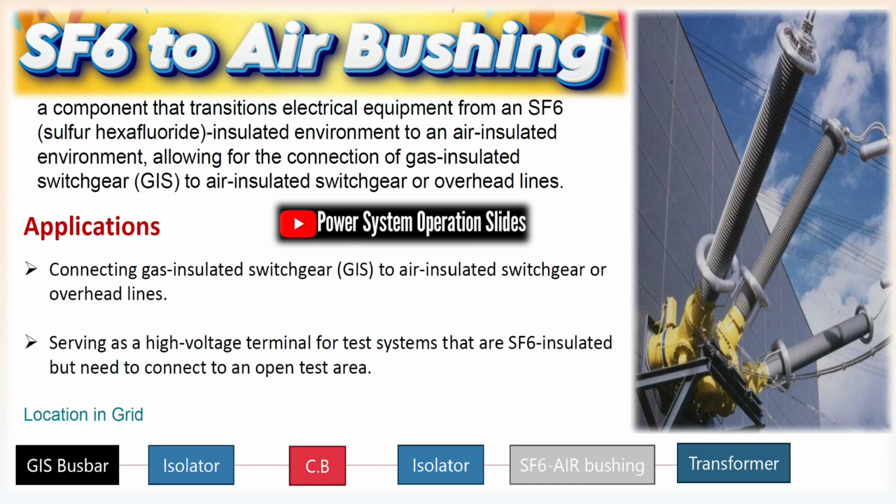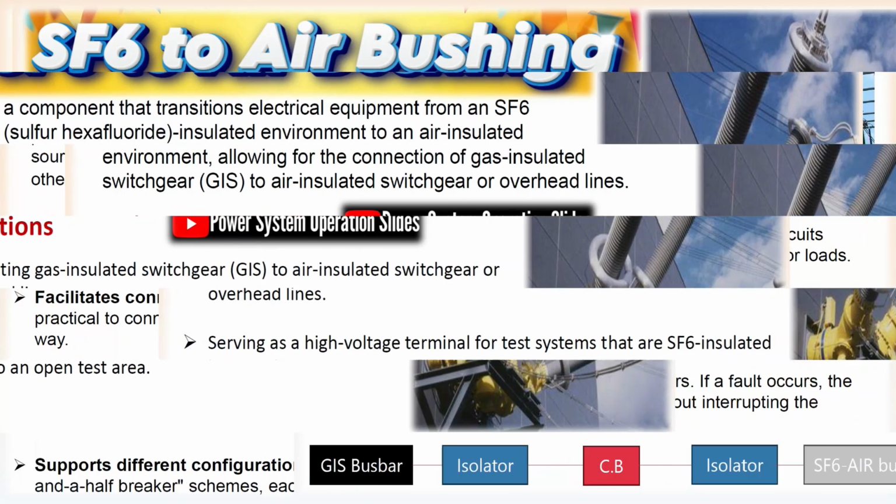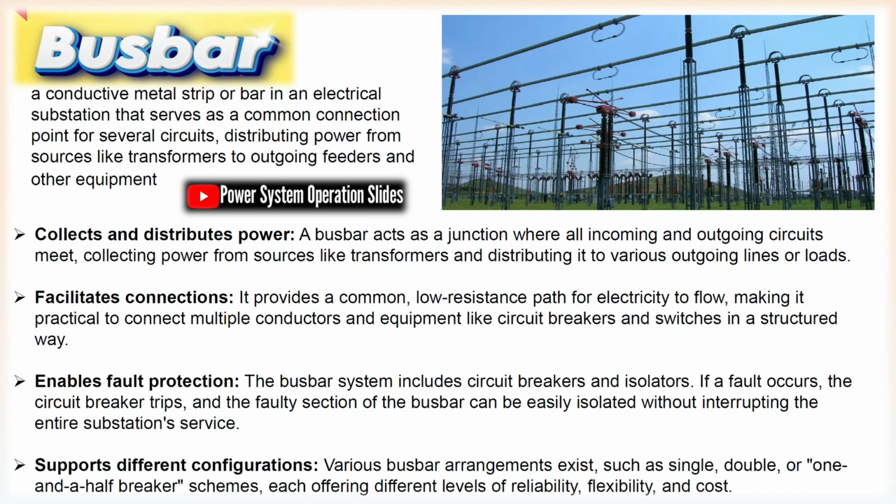Earth switch. An earth switch grounds de-energized circuits for personnel safety. It discharges trapped charges and provides a low-impedance fault path. Interlocking ensures it closes only when isolators are open.